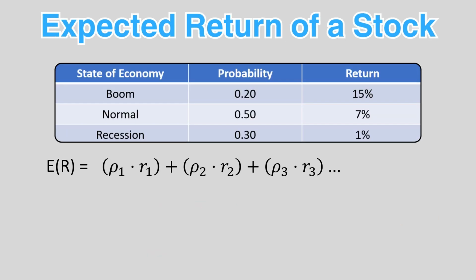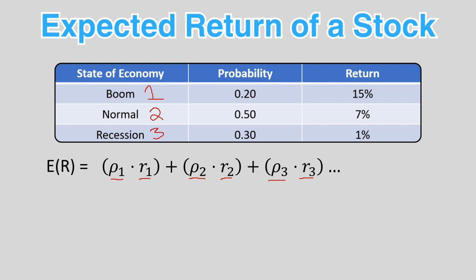So now, using what we know about weighted average, let's find the expected return of our stock. Let's call the boom state state 1, the normal state state 2, and the recession state state 3. So the expected return of our stock is equal to the probability of a boom state occurring in the economy multiplied by the return we get on our stock in a boom state, plus the probability of a normal economy occurring times the return we get in a normal economy, plus the probability of a recession occurring multiplied by the return we get in a recession. We have three states of the economy, so this is all we have to do, but this could go on and on if there were multiple states of the economy.